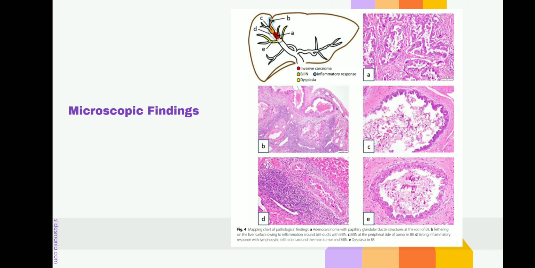In figure D, we can see strong inflammatory response with lymphocytic infiltration around the main tumor and biliary intraepithelial neoplasia. And we can see dysplasia in B5 in figure E. So in summary, we can say that in the root of B8, an adenocarcinoma with a papillary glandular ductal structure was observed in figure 4A.